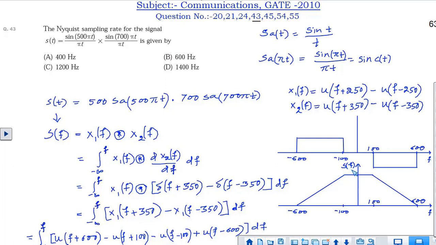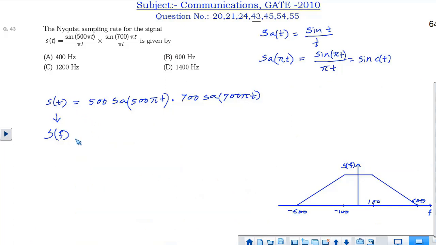Now this is nothing but the spectrum S(f), because this expression is represented in waveform as this. So this is S(f), the spectrum of s(t). Here, the maximum frequency is 600 Hz. Then the Nyquist rate is simply 2 times fm, which equals 1200 Hz, and that is the Nyquist sampling rate of the signal. So option C is matching. Hence option C is the correct answer.